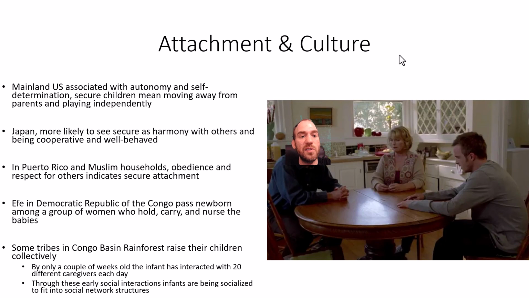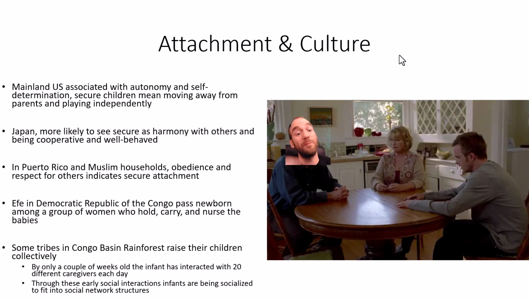So again, you can see differences in how we describe what secure attachment is. In mainland U.S., we have this idea that we're independent and have self-determination, which is not exactly true. You don't really have a lot of self-determination and independence in your job. You just do what your boss says, but whatever. We have this idea that we are all kind of independent. In Japan, we see secure attachment being much more collective, again broadly stated with all the caveats, dealing with harmony and cooperation, maybe respect for the family, that familialism in Puerto Rican and Muslim households.